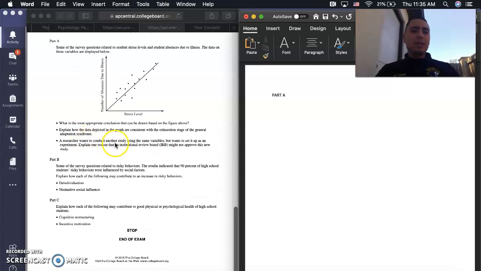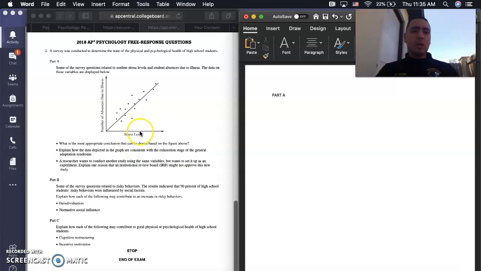So a researcher wants to conduct another study using the same variables, but wants to set it up as an experiment. Explain one reason that an institutional review board might not approve this new study. So we just need to talk about how the IRB might not approve the study. Perfect. We know that putting a person under stress is really not very ethical. Putting a person under stress just simply to get information out of the situation is not a very good thing to do.